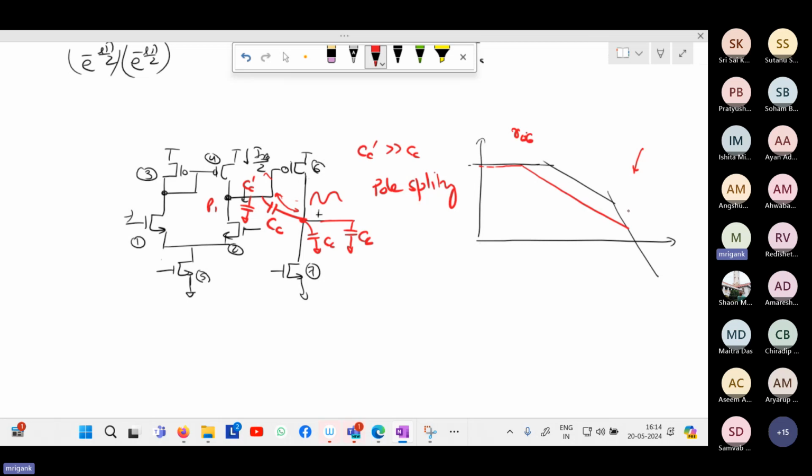At higher frequency, because of the CC, 1 upon omega CC becoming larger, this will try to become close to 1 upon GM6. As a result, what is happening to the overall small signal pole over here? What is the omega 2? Omega 2 will be 1 upon GM6 times whatever CL plus CC, approximately. So because of this shorting effect of CC at high frequency, the impedance of the output stage drops at the high frequency. As a result, what will happen to the pole? It will shift towards further, higher frequency, right?